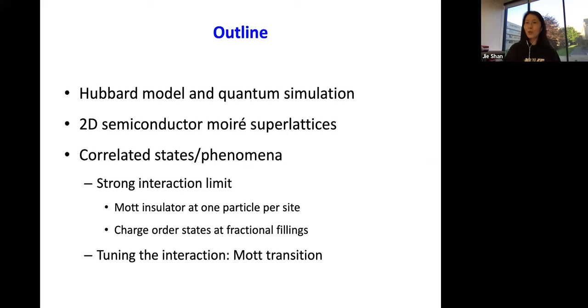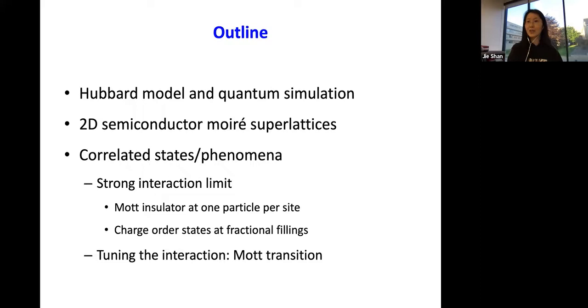The plan for today, I will first refresh your memory of the Hubbard model to describe electron correlation. And then I will introduce 2D semiconductor moiré superlattices as a realization of Hubbard and some other many-body models in two dimensions. And then I hope I'll be able to give you a few examples to show how this new platform can help us to understand some longstanding problems in condensed matter physics and also to discover new phases or new phenomena.